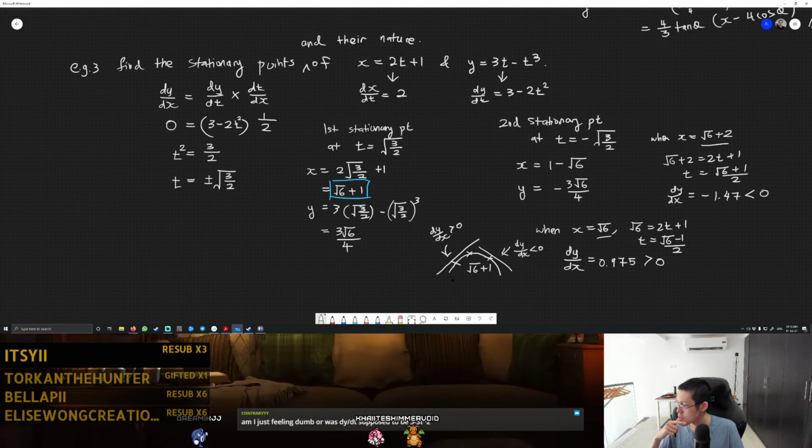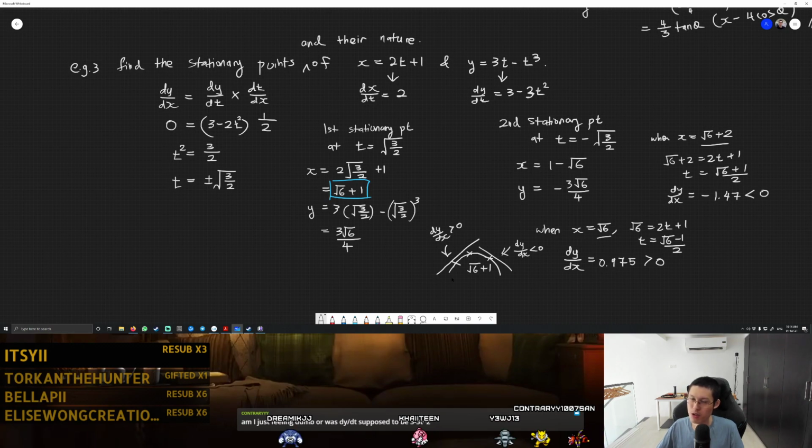What, just now, is dy/dt supposed to be 3 minus 3t squared? Wait, let me check. dy/dt is 3 minus... Oh yeah, you're right. It should be 3. I forgot to change that, because originally I put this as squared, and then I later changed this to a cube. So yeah, you are correct. Contrary to what you might think, it is actually 3. Thank you for pointing that out.